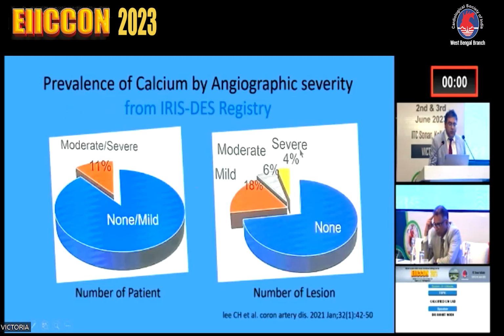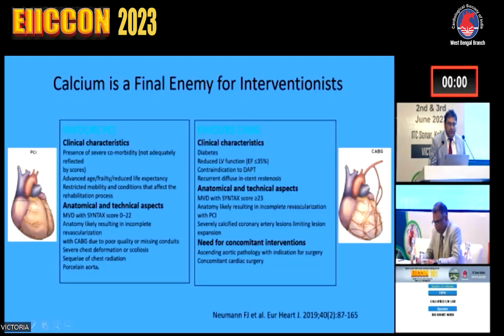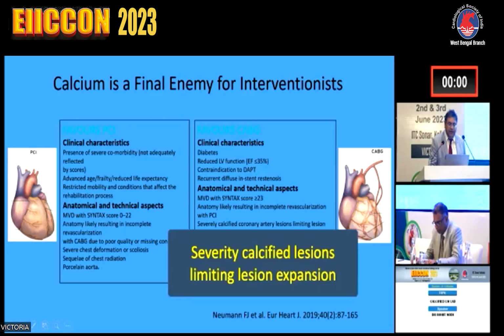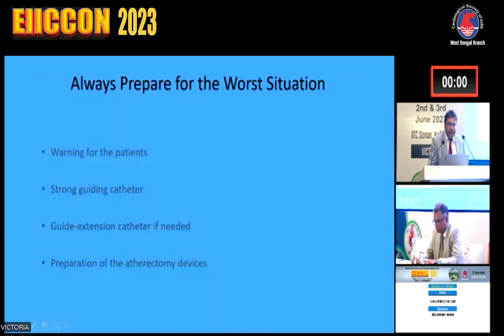So the prevalence, as you see, mild calcium is more common than moderate and severe. Again, as I said, the clinical outcomes are poorer when calcium is present. We know calcium is finally the enemy of interventions, and severity of calcified lesion limits our stent expansion. So there is a discrepancy between IVUS and OCT as we see these with angiographic measurement of the calcium.